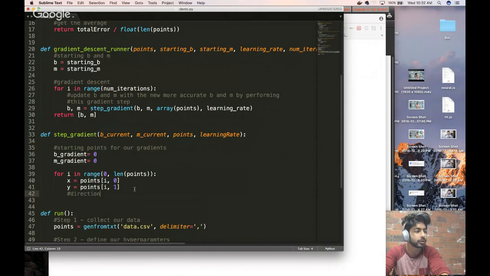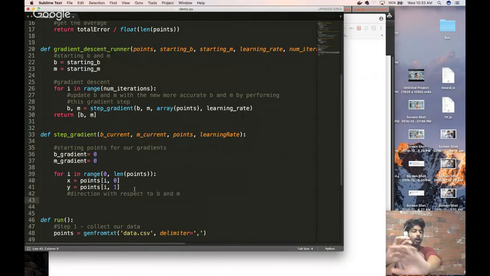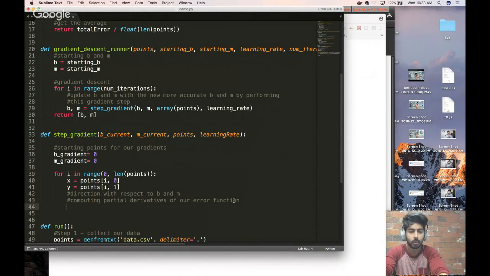Now we're going to get the direction with respect to B and M. This is the last part, but it's a very, very important part. And this is where calculus comes into play, okay? So I'm going to talk about how we're doing this. Let me talk about what we're about to do.